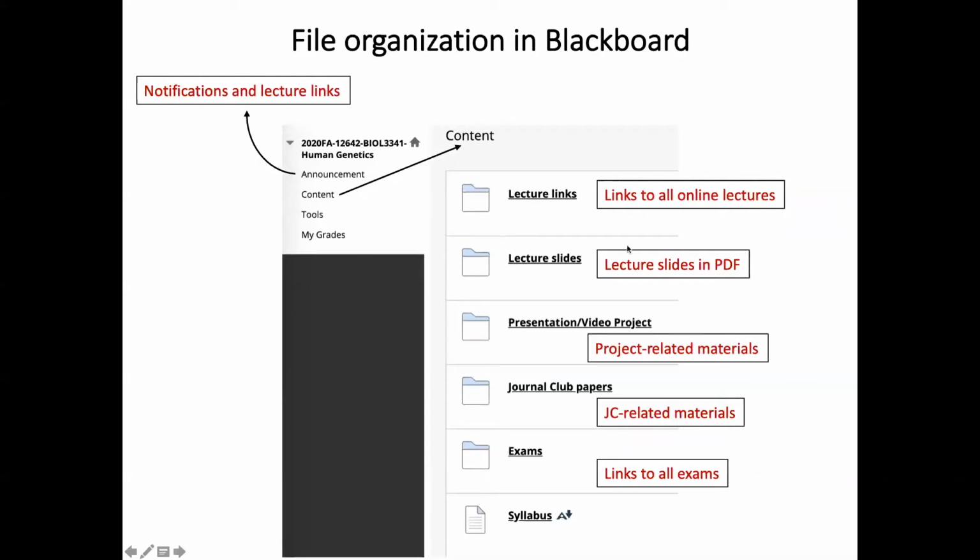So I have several folders that are pretty self-explanatory in this content folder, and you should be able to locate them easily, all right? The lecture slides are going to be in PDF form. I'm going to upload them to Blackboard after I upload the online lectures. So you will be able to find them, and it's easier for you to go through the course materials.